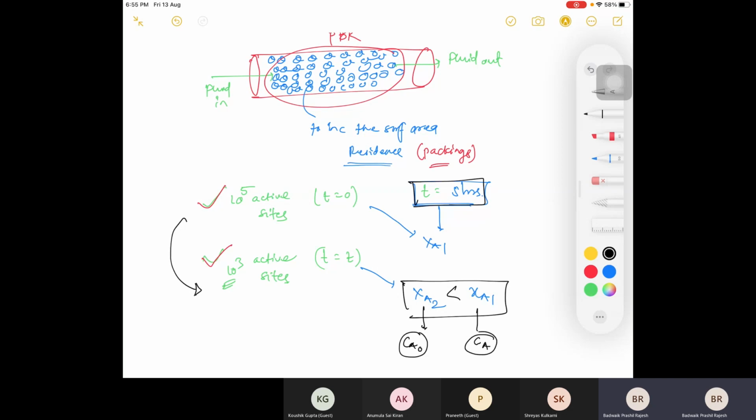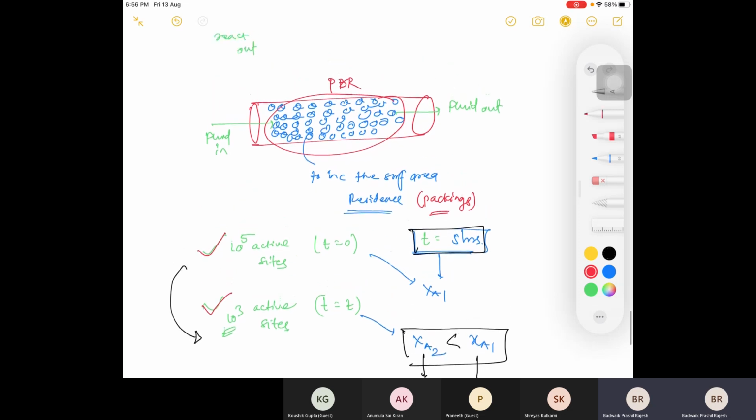You might be confused because of surface residence time and flow rate. So active sites have been decreased, reduced by some factor, and I want efficiency to be maximum. So let me define one term here, efficiency. Efficiency is what? It is your output divided by your input.